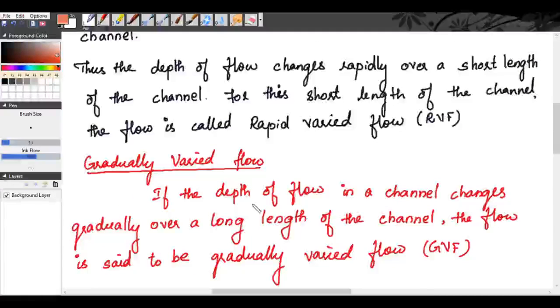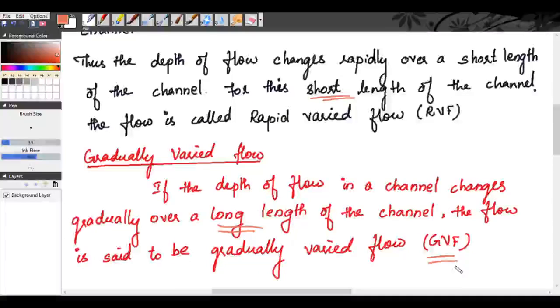So, gradually varied flow: if the depth of flow in a channel changes gradually over a long length of a channel. Okay, so long length, it is gradually varied flow. Short length, it is rapidly varied flow. So if the depth of flow in a channel changes gradually over a long length of the channel, the flow is said to be gradually varied flow.